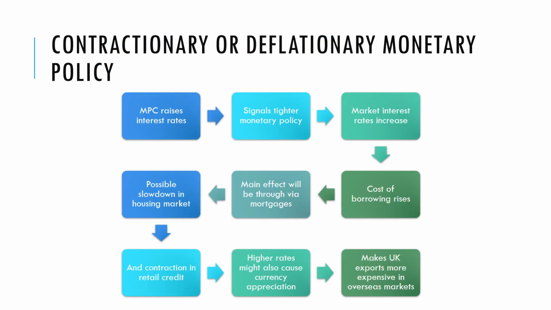The flip side, if we see a contractionary, or sometimes called deflationary, monetary policy, we would expect the following: higher interest rates, which would increase the cost of borrowing, which would cause a slowdown in the housing market, a contraction in loans and credit cards, also an appreciation in the currency, so we might see less exports overseas as well.